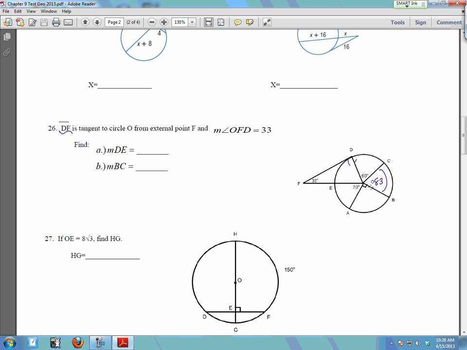Now it asks me to find the measure of arc DE. Well, arc DE is going to be that arc right there, and it's going to be equal to the central angle. That central angle was 57, so it's 57 degrees. And then arc BC will be that arc right there, which should be equal to its central angle, which was 83 degrees.